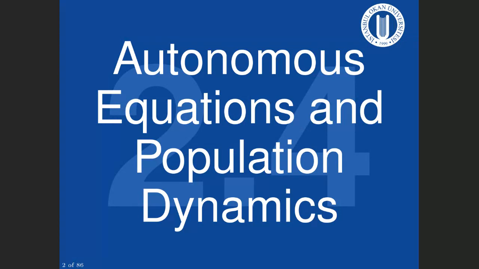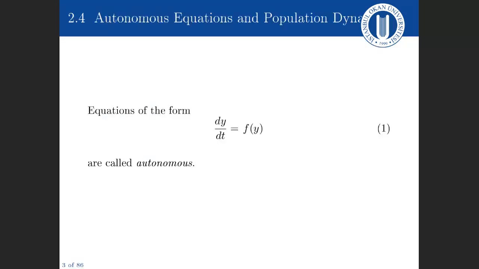First of all, autonomous equations and population dynamics. What is an autonomous equation? An autonomous equation is an equation of the form dy/dt equals f(y). We have a function here which is only a function of y. There's no functions of t in this equation.